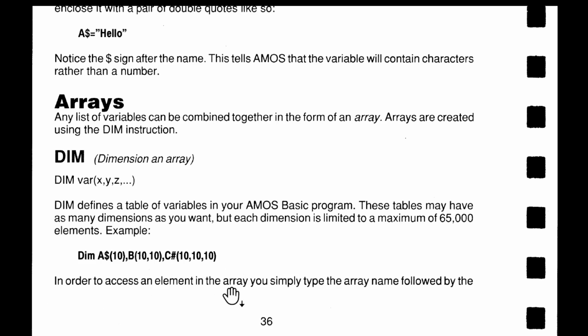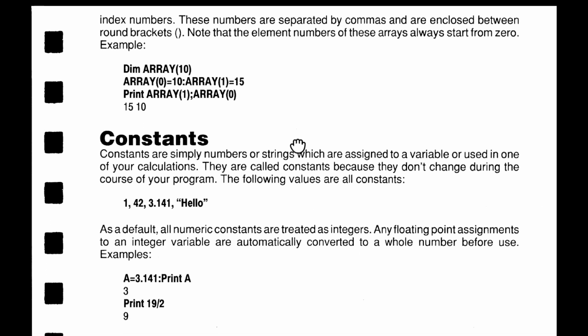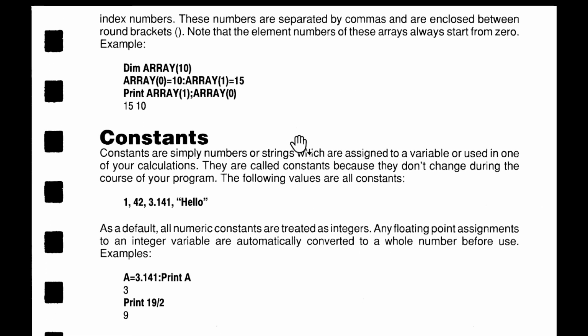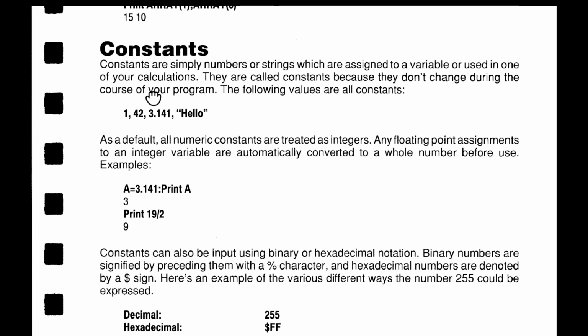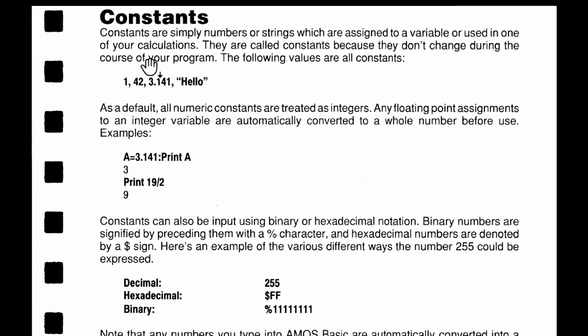In order to access an element in the array, you simply type the array name followed by the index numbers. These numbers are separated by commas and are enclosed between round brackets. Note that the element numbers of these arrays always start from 0. Example: Dim ARRAY(10). ARRAY(0)=10. ARRAY(1)=15. Print ARRAY(1), ARRAY(0). Output: 15 10.